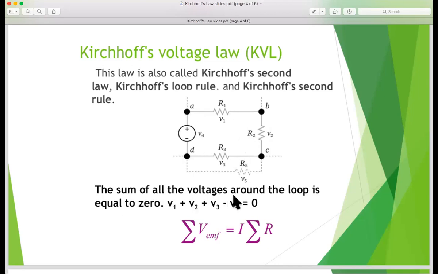The sum of all voltages around the loop equals 0. It means V1 plus V2 plus V3 minus V4 equals 0. This is minus because they have minus here. Or total V equals I times total R. So actually we go back to Ohm's law, V equals IR. But because voltage is not only one, it is the sum of voltages, so this is total voltage, total EMF, equals I times total resistance.